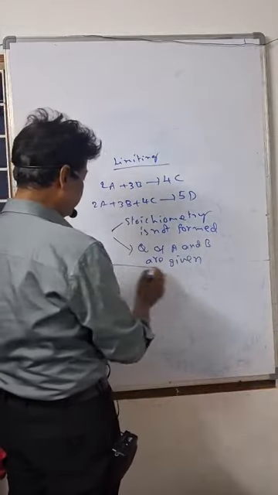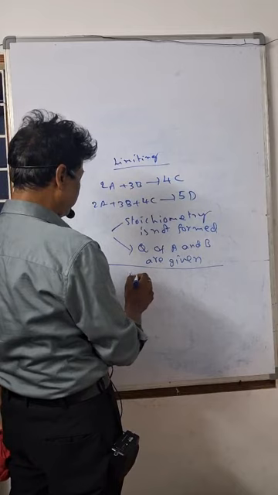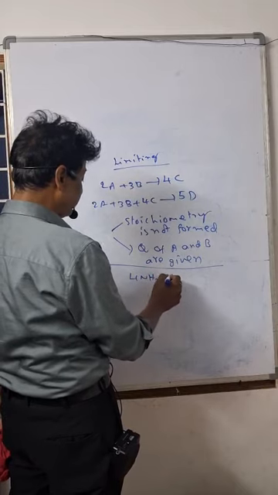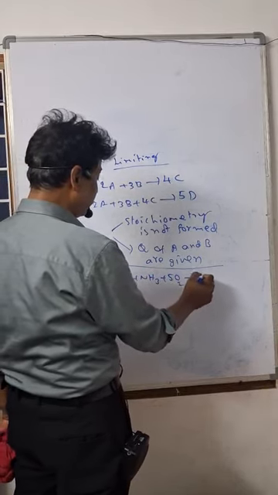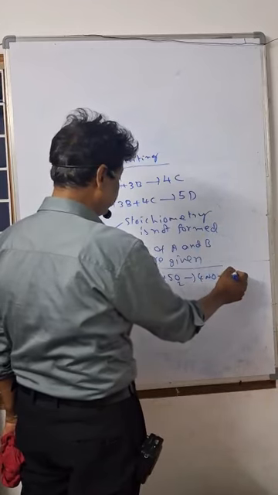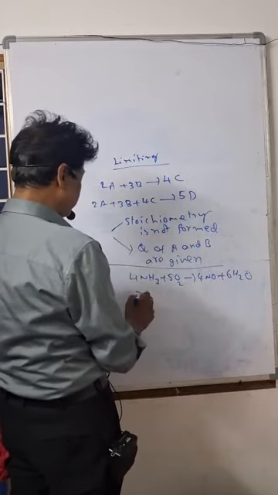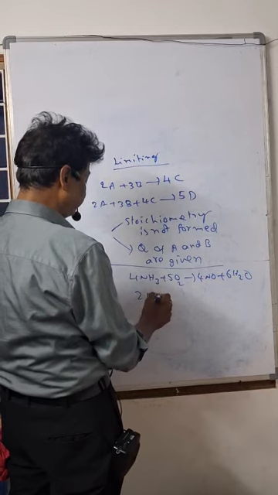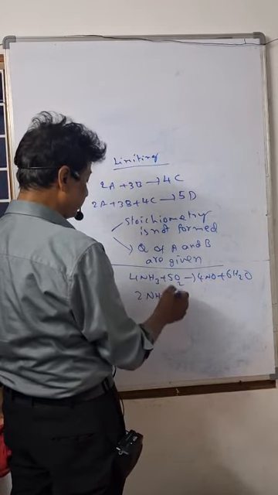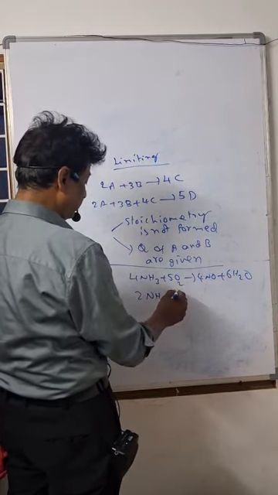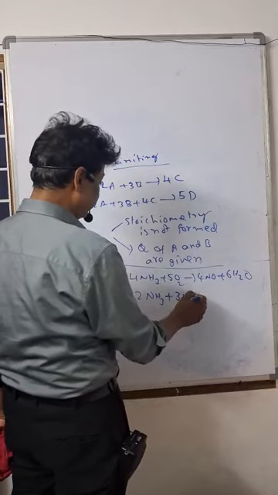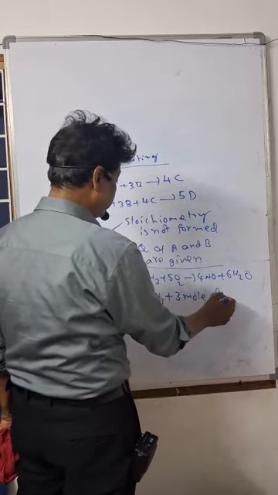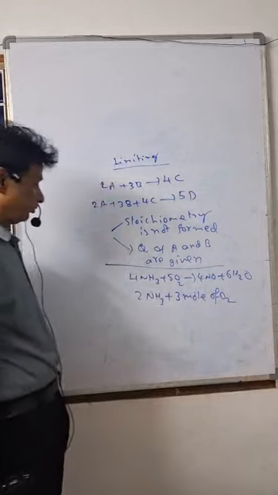For example, I am taking 4NH3 plus 5O2. Ammonia is oxidized to nitric oxide. It is the given equation. So 2 moles of ammonia is mixed with 3 moles of oxygen. Which is the limiting reagent?